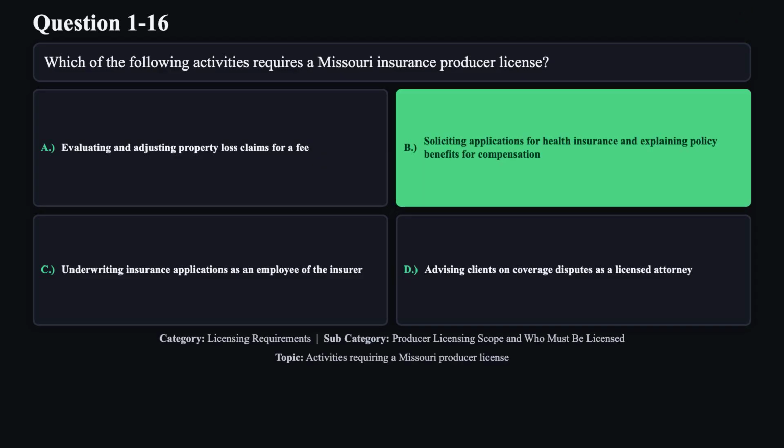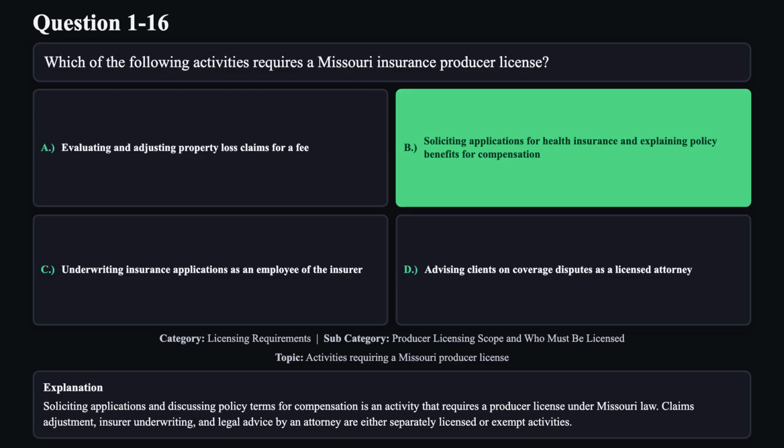The correct answer is B. Soliciting applications and discussing policy terms for compensation is an activity that requires a producer license under Missouri law. Claims adjustment, insurer underwriting, and legal advice by an attorney are either separately licensed or exempt activities.